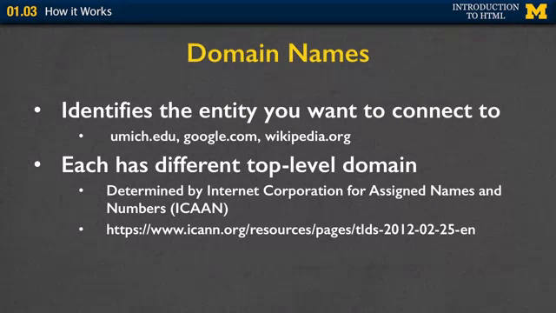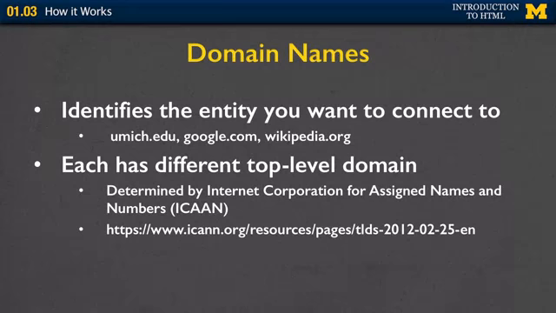Now let's talk about what the domain names represent. Usually the domain names are something recognizable, such as umich.edu would be for University of Michigan, google.com, wikipedia.org. So each of these sites has a different top-level domain. How did you get them? How do some people get to be .edu and some .com, some .biz, etc.?